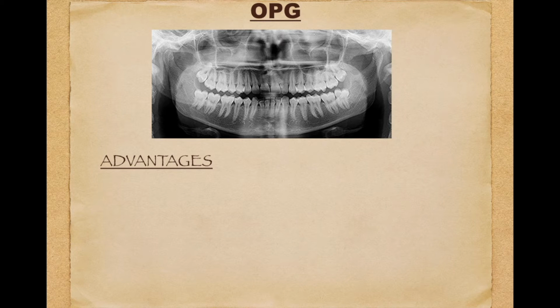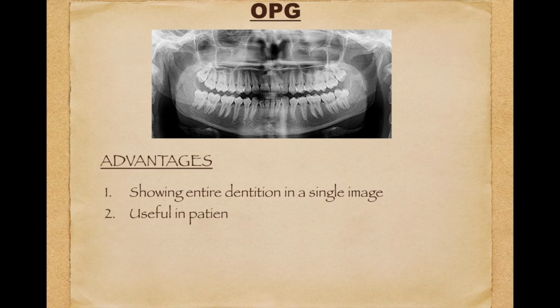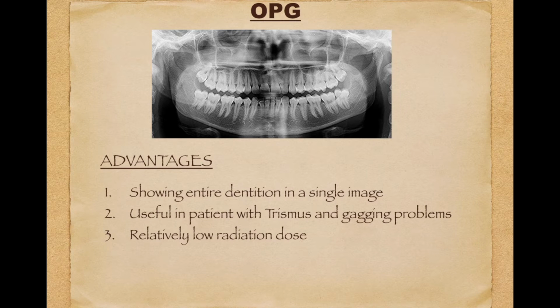Now some advantages. It shows the entire dentition in a single image. It is very useful if the patient has trismus or difficulty in mouth opening or gagging problems. Radiation dose is relatively low, almost 1/3 of the dose from a full mouth survey of intraoral films. It needs very little patient compliance.